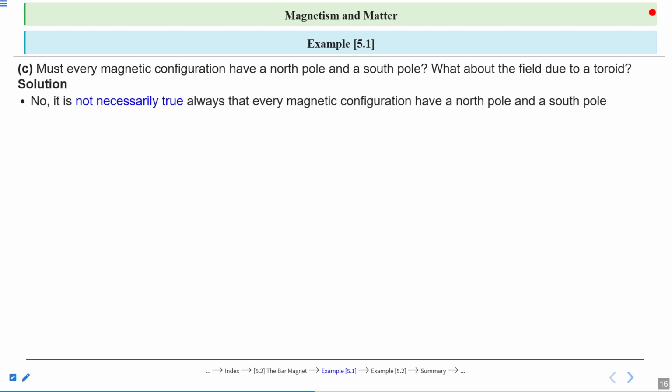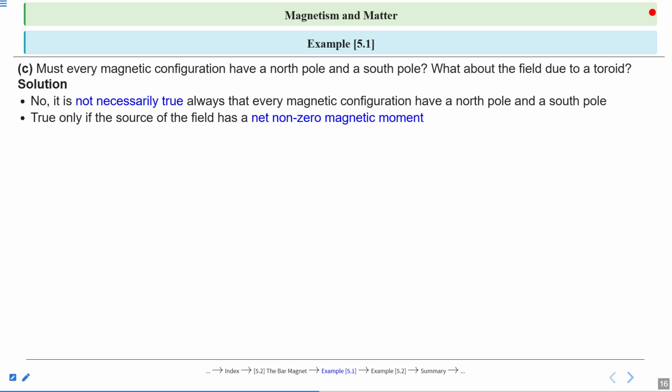So the solution: no, it is not necessarily true that every magnetic configuration has a north pole and a south pole. Why? It is true, that every configuration has a north pole and a south pole, only if the source of the field has a net non-zero magnetic moment.